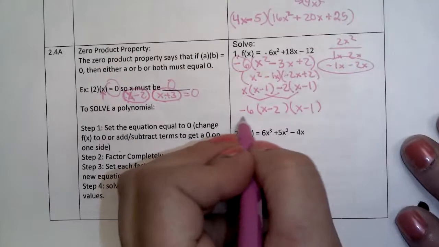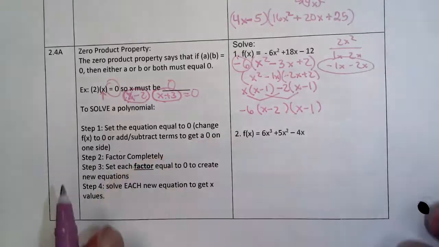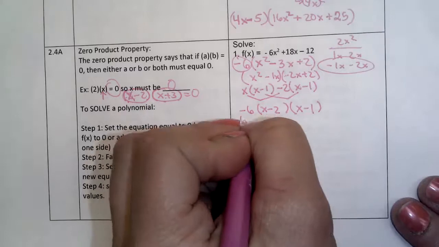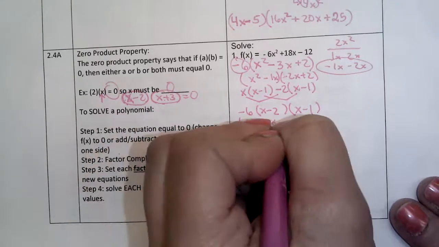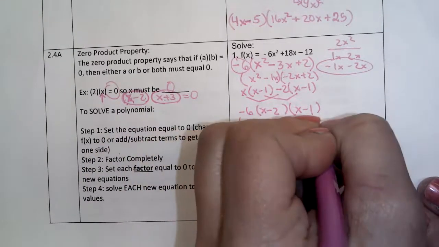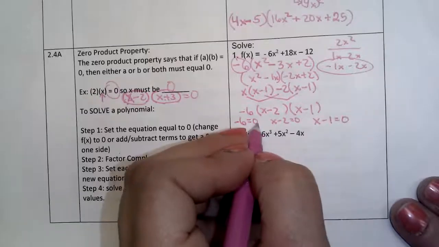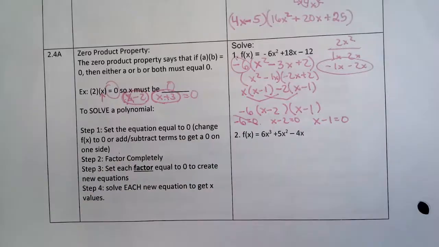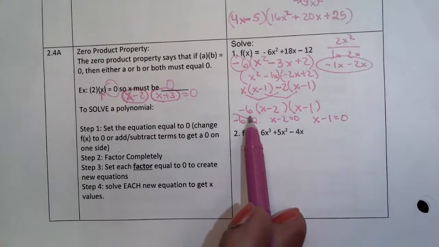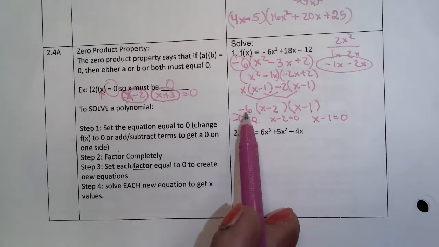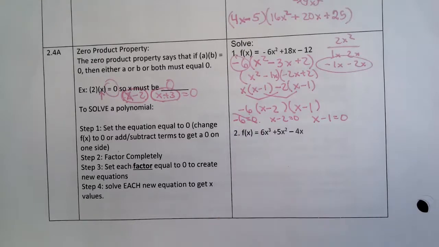I also have this -6 as a factor. So now I'm going to take all of my factors and set them equal to 0. So -6 equals 0. X minus 2 equals 0. X minus 1 equals 0. Well, -6 is never going to equal 0, so I don't need to worry about that one. Okay, but we have to remember to set that factor equal to 0 also, because sometimes this might be an x or a 3x. Okay, and so x might actually be 0.